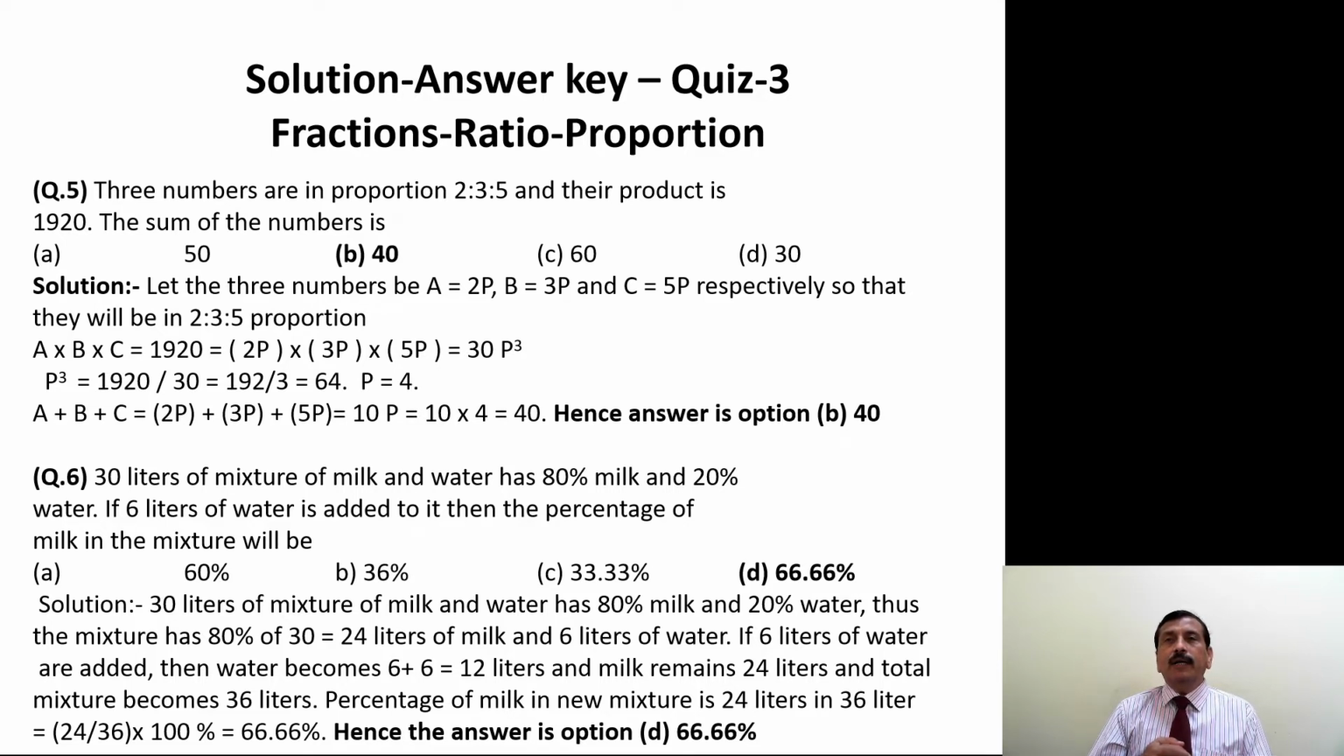Question number 6 is 30 liters of mixture of milk and water has 80% milk and 20% water. Now look here, in 30 liters, 80% milk is 24 liters and 6 liters is water. Suppose we add additional 6 liters water to it. The solution becomes 36 liters, but water becomes 6 plus 6, that is 12. So in 36, 12 is the water and milk is 24. So 24 by 36 is the ratio. So milk becomes 66.66%.